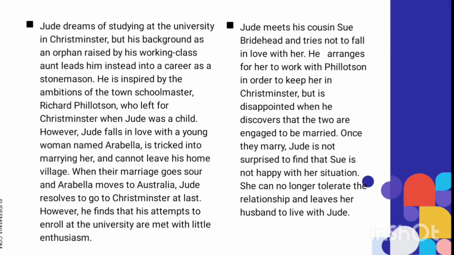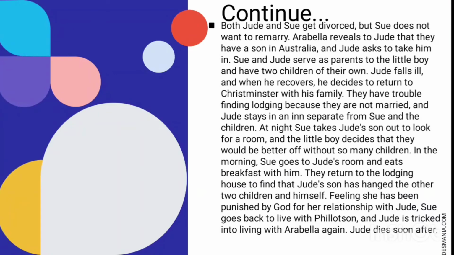Once they marry, Jude is not surprised to find that Sue is not happy with her situation. She can no longer tolerate the relationship and leaves her husband to live with Jude. Both Jude and Sue get divorced, but Sue does not want to remarry. Arabella reveals to Jude that they have a son in Australia and Jude asks her to send him over. Sue and Jude serve as parents to the little boy and have two children of their own. Jude falls ill and when he recovers he decides to return to Christminster with his family.